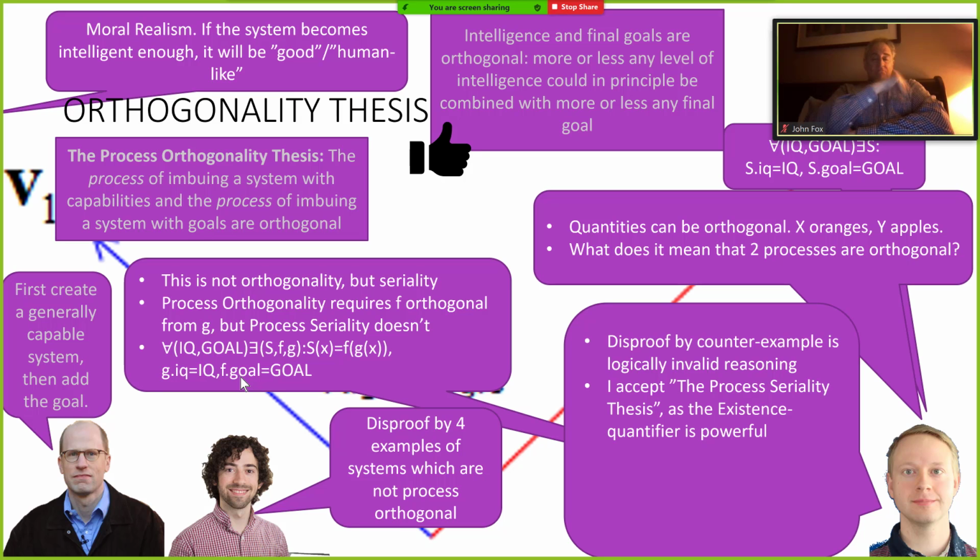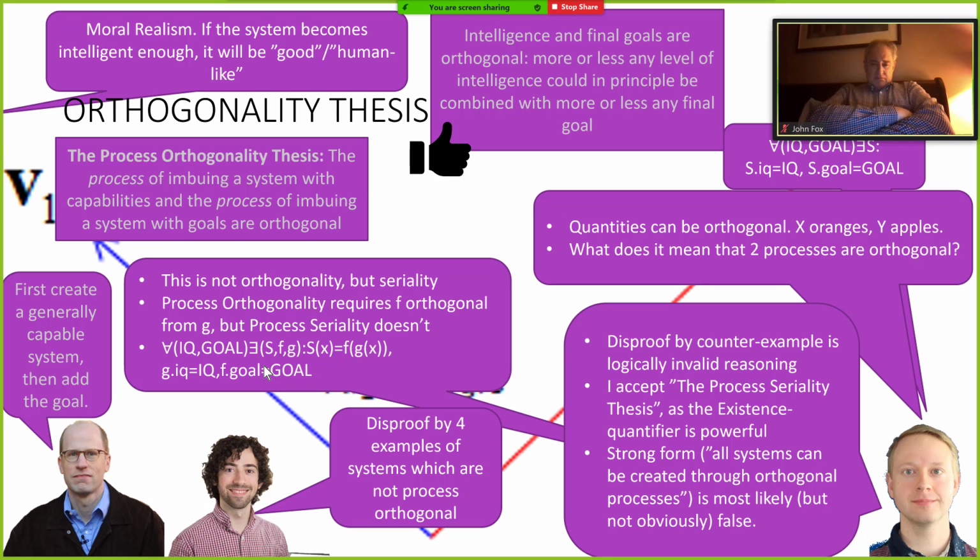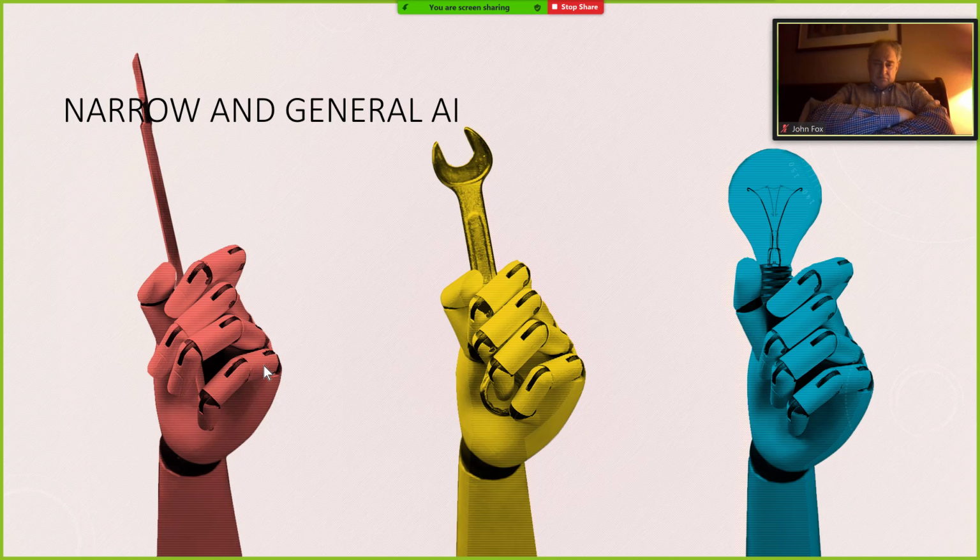I believe that the process orthogonality thesis, as stated here, is almost certainly true, because this existence quantifier is really, really powerful, right? There must be any kind of system in principle possible. Then there are many, many systems that are in principle possible. It's possible that Ben Garfinkel doesn't mean precisely this, but a stronger form, in that all systems that can be created through orthogonal processes. I think that's probably false, but I could see it being true actually. So it's not immediately obvious.